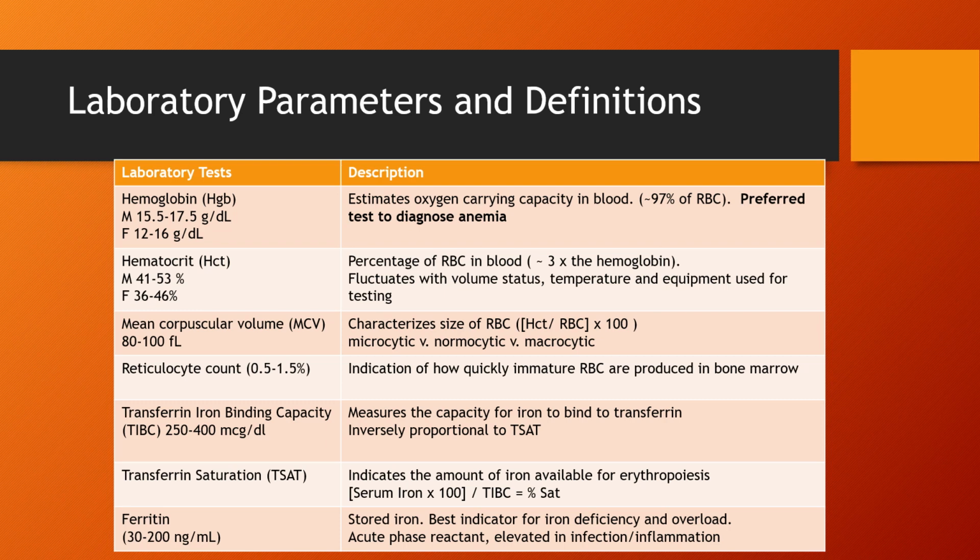So here is a table of all the different labs that you may be looking at for anemia. We had talked about hemoglobin and hematocrit a little bit already. The mean corpuscular volume, or MCV, is another important one, which characterizes the size of the red blood cell. So if it's smaller, it may be a sign of iron deficiency anemia, but if it's on the macrocytic side, maybe a sign of more B12 and folate deficiency. We have reticulocyte count, which is an indication of immature red blood cells, so how fast are these being produced? And then we have a couple of different iron labs that we look at just to assess the patient's iron status.